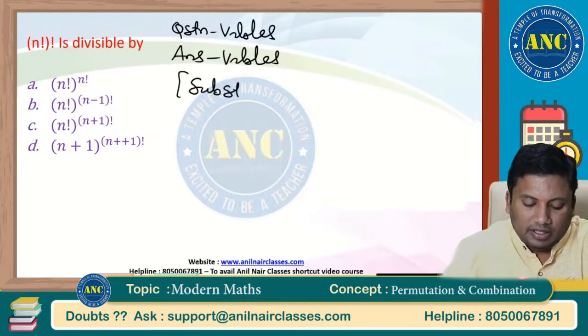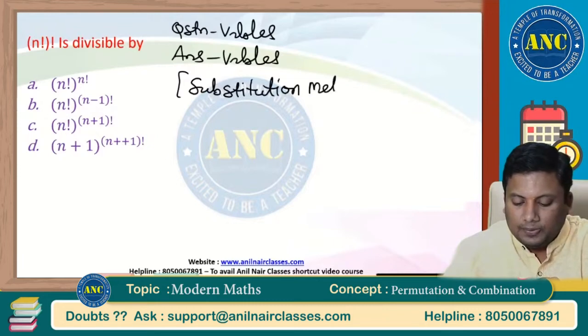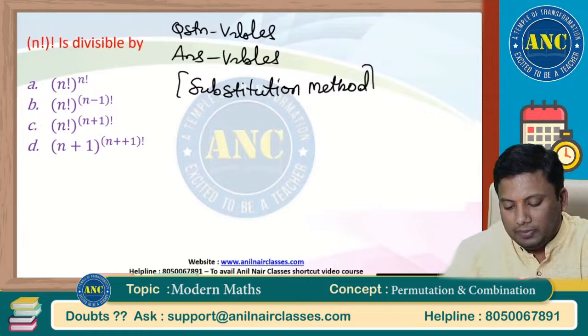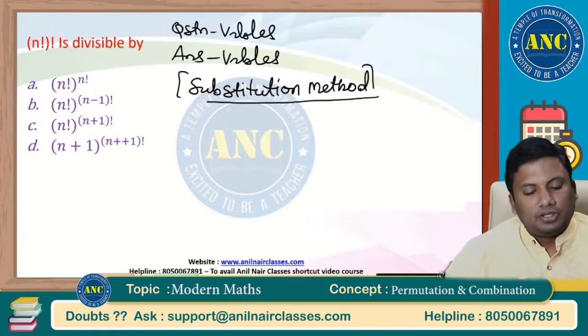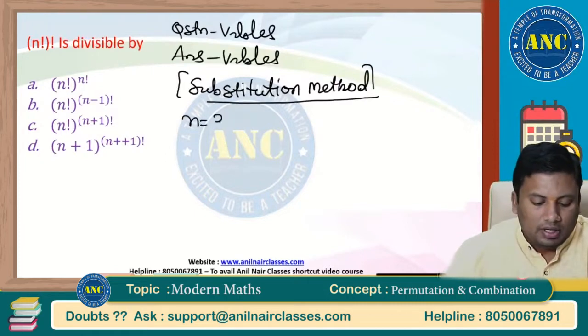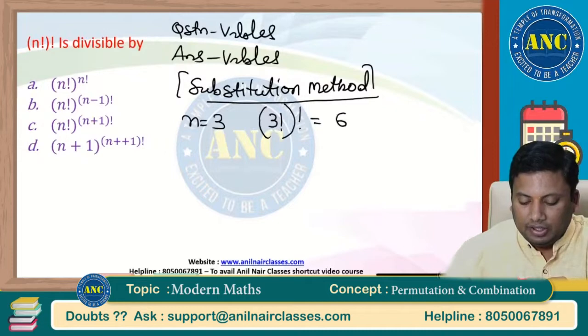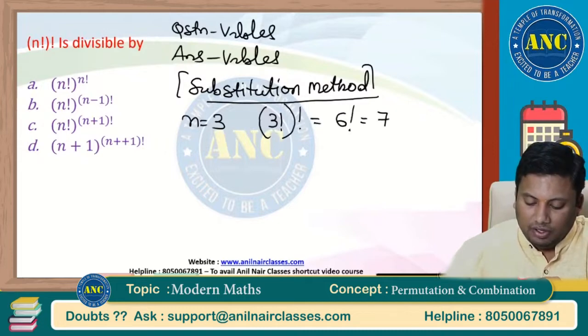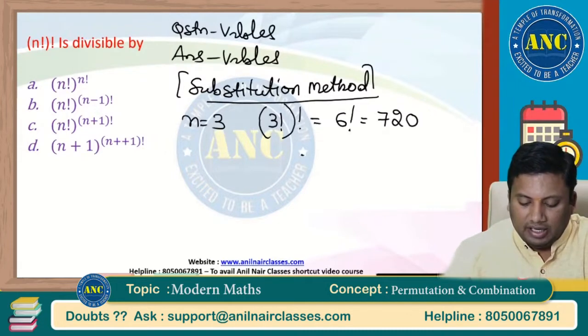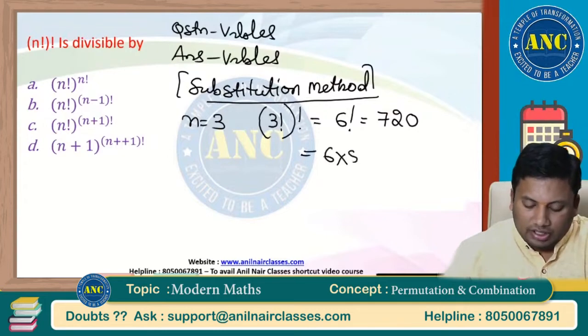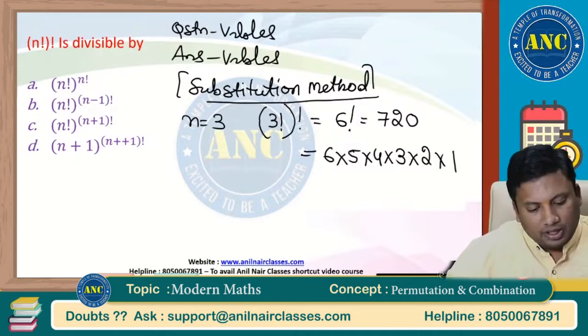The best method is substitution. Substitute any value, you will come to know. Take n equal to 3. This is nothing but 3 factorial whole factorial. 3 factorial is 6. 6 factorial is 720, which is 6 into 5 into 4 into 3 into 2 into 1. Now, first option number 1.